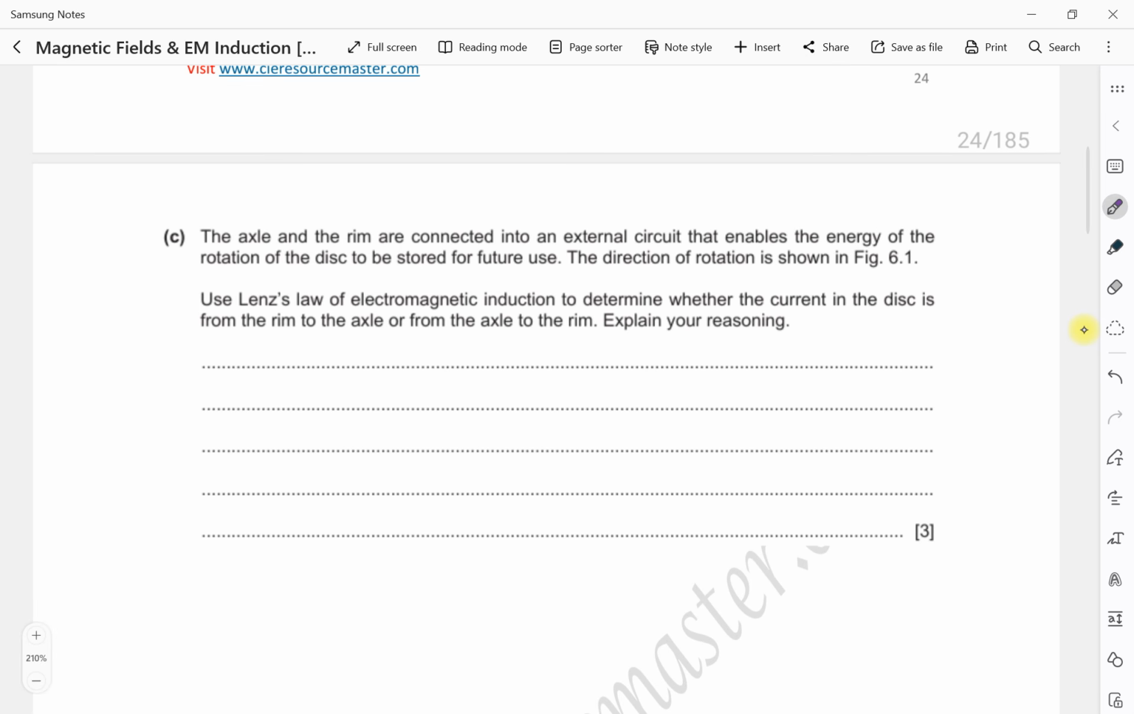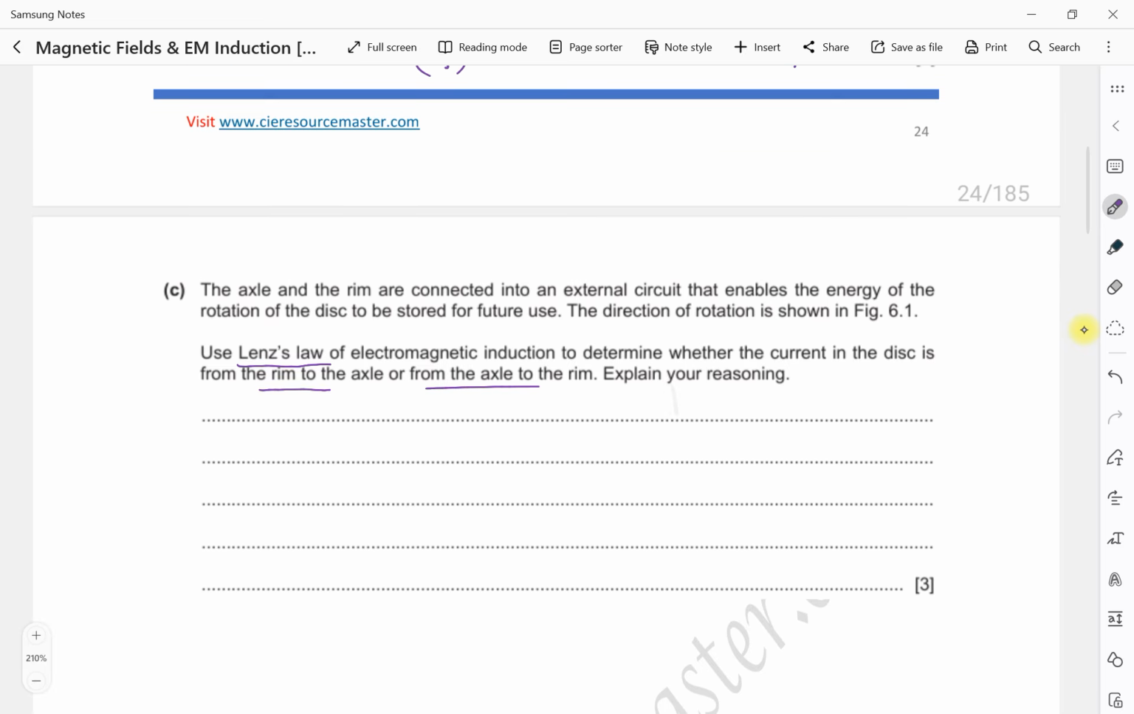The axle and the rim are connected into an external circuit that enables the energy of the rotation of the disk to be stored for future use. The direction of rotation is shown in figure 6.1. Use Lenz's law of electromagnetic induction to determine whether the current in the disk is from the rim to the axle or from the axle to the rim. Explain your reasoning.